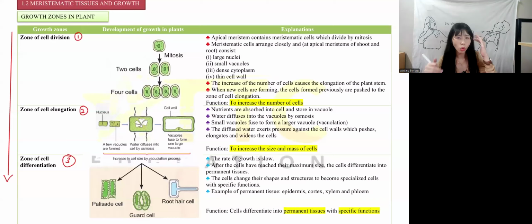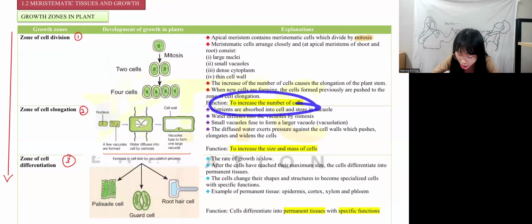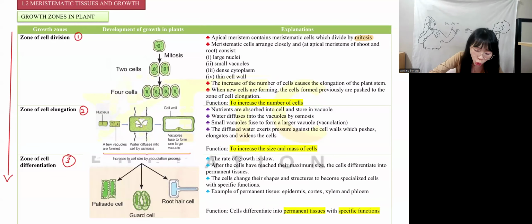Cell division means what? 1 to 2, 2 to 4. In order for them to have this process, they have to carry out mitosis. Not meiosis, guys. It's only mitosis because they have to produce more cells. Increase the number of cells. They want to have more. Who is the one that carries out mitosis? It's the meristematic cell, a young plant cell.